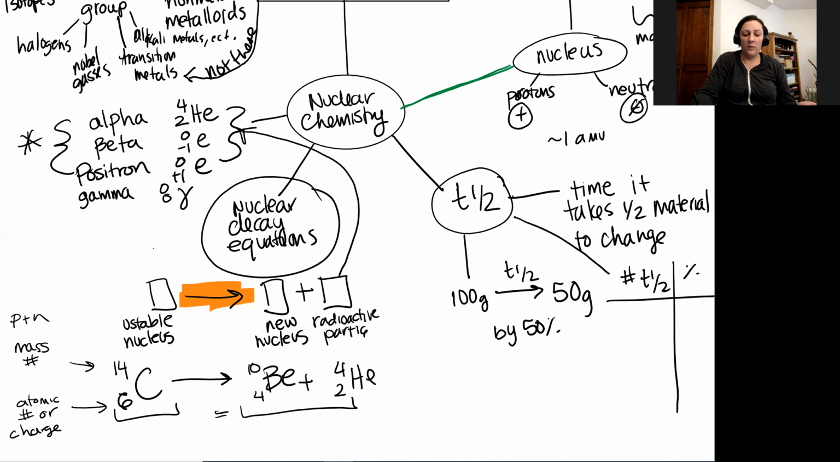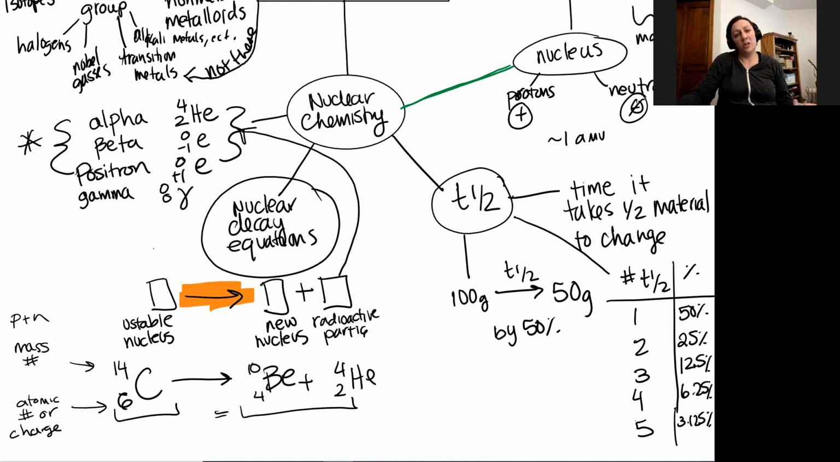So when we've had one half-life, we'll have 50% remaining. After a second half-life, we'll have 25% remaining. Third half-life, we'll have 12.5%. Fourth half-life, we'll have 6.25% remaining. Fifth half-life, we'll have 3.125% remaining, and so on. We won't go past 5 half-lives.